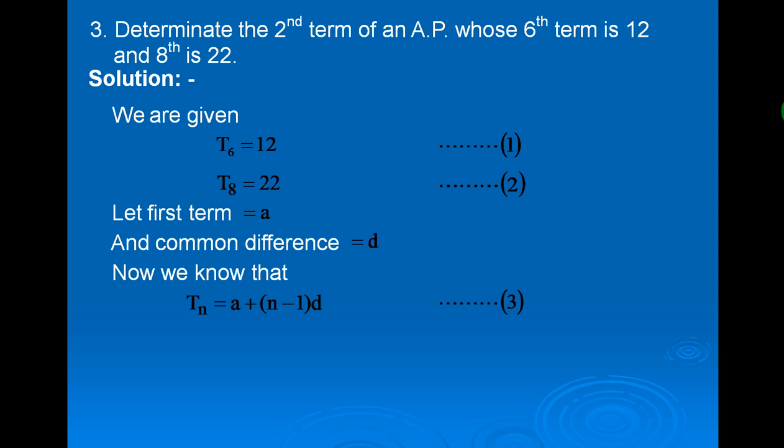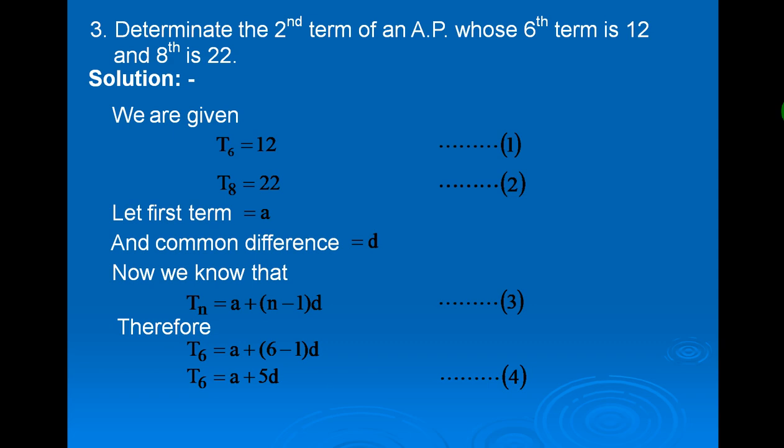Put this equation number 3. Therefore, T6 is equal to a plus 6 minus 1 into d. Put n is equal to 6. 6 minus 1 becomes 5. Therefore, T6 is equal to a plus 5d.